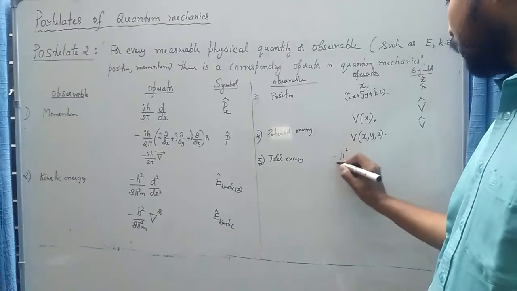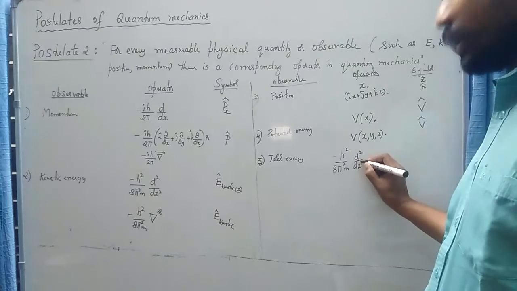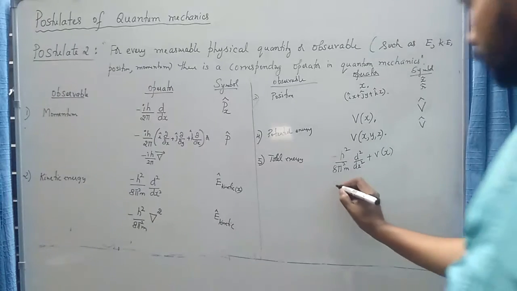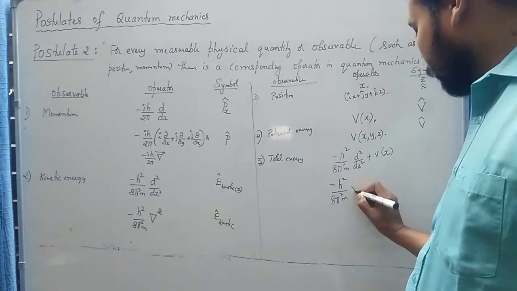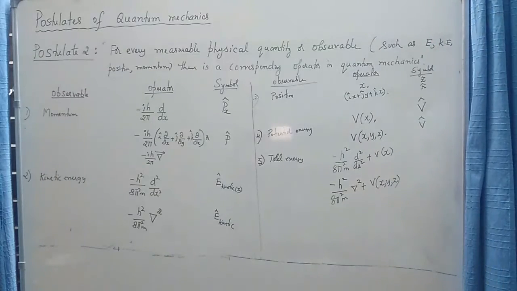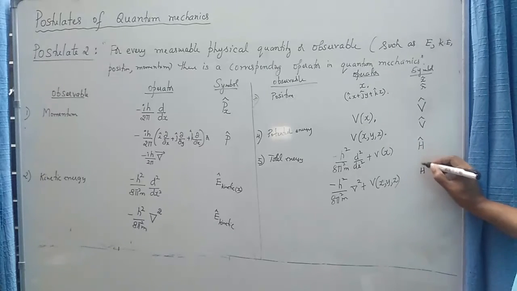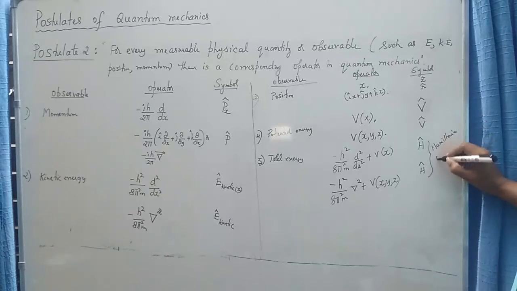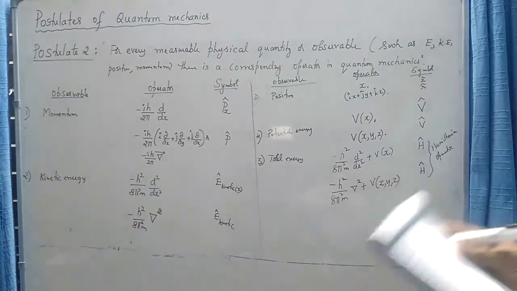So it is minus h squared by 8 pi squared m into d squared by dx squared plus V of x. If it is in three dimensions, the operator is minus h squared by 8 pi squared m into del squared plus V of x comma y comma z, the three-dimensional total energy operator, and you know that it is represented by the symbol capital H. This is nothing but the Hamiltonian operator, a very important operator in quantum mechanics, because it represents the total energy operator.